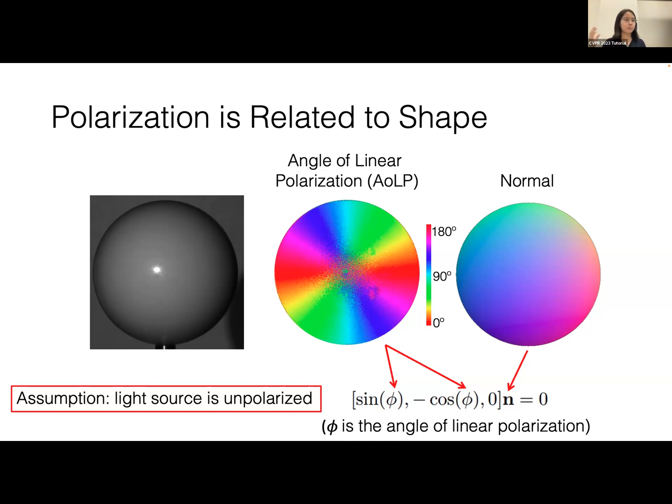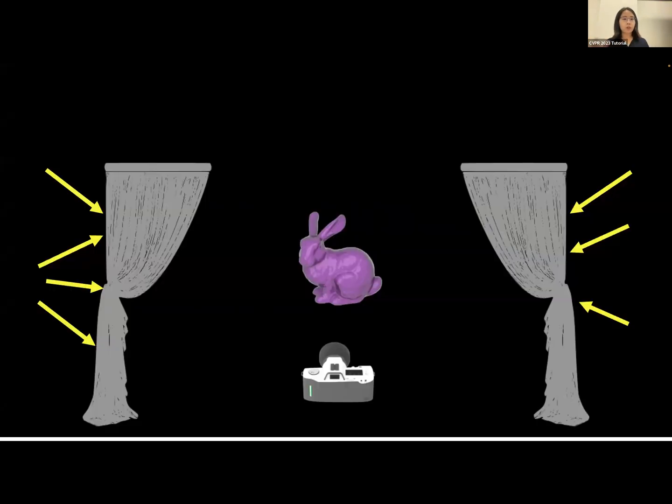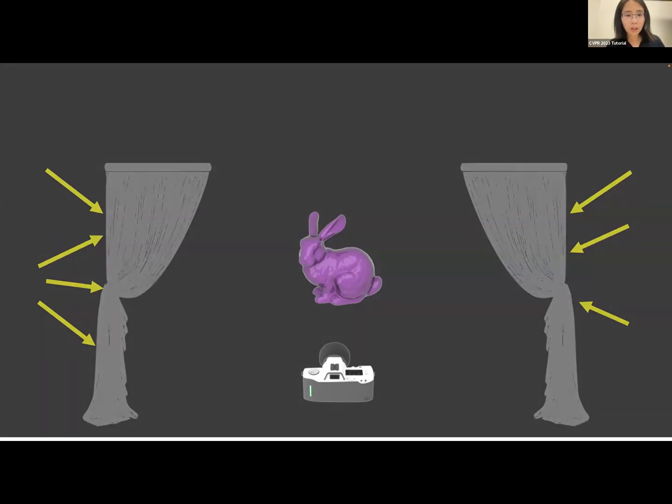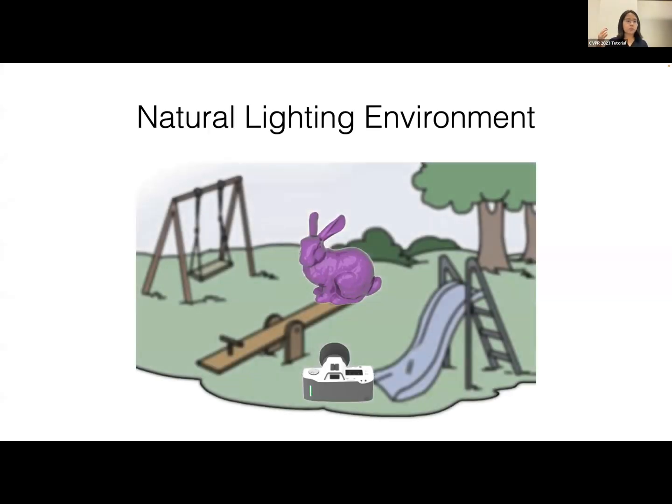unpolarized. We usually have some linearly polarized component in the light in the environment. So in order to do shape from polarization, people usually do the experiment in a dark room, which blocks out unwanted light and only uses a light source that gives out unpolarized light. But if we want to do such estimation under a natural lighting environment, that poses challenges. That is because we don't have control over the polarization state of the light in the environment.